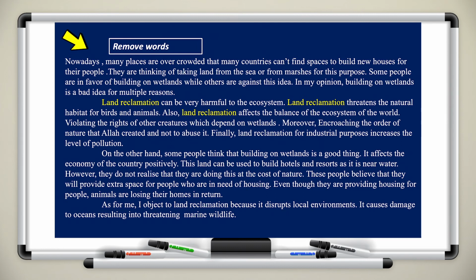What do you notice here? I'm repeating myself. Is it good to repeat? Not really. So remove these words. They're unnecessary. And substitute them with something else. So we can say, land reclamation can be harmful to the ecosystem. It threatens the habitat for birds and animals. Also, it can affect the balance of the ecosystem. Here, you can notice that we didn't repeat ourselves.